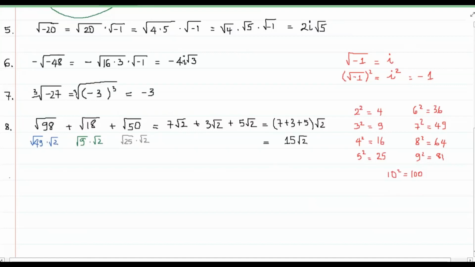All right. Now we try number 9. 4 square root of 45 plus 7 square root of 12 minus 11 square root of 300 plus 3 square root of 20.